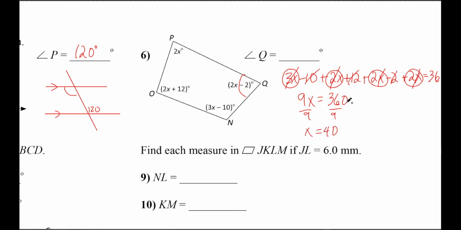If you need a calculator, use your calculator. But you should be able to do that in your head. 36 divided by 9 is 4. Put the 0 on there. X is 40. Is that my answer, though?